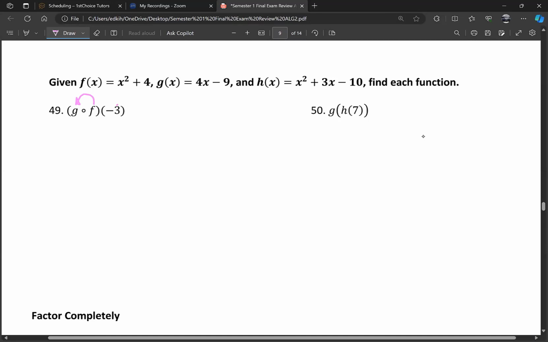So let's take the function f, this guy here. Take f, and we're dumping it into g, where there's an x right there. So we'll have 4, open parenthesis, x squared plus 4, minus 9. This is part 1. Okay, so then let's simplify it. So 4x squared plus 16 minus 9. That comes from me distributing this 4. And then we can simplify this further, because the 16 and the 9 are like terms. We end up having 4x squared plus 7.